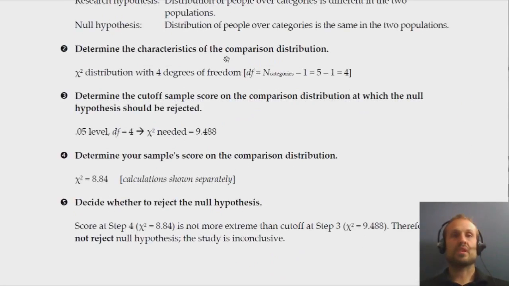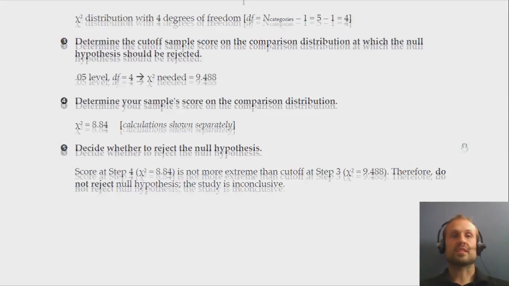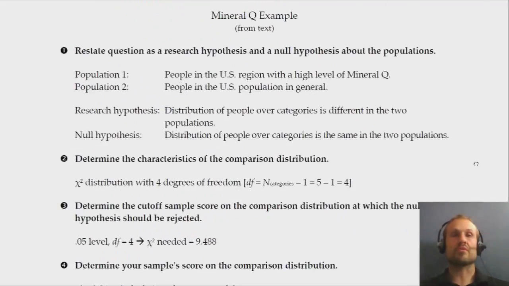I have my degrees of freedom. My comparison distribution is the chi-square distribution. I have a cutoff of 9.488. I only observe an 8.84, so it's not more extreme than the cutoff, and I conclude that it's inconclusive. I can't reject the null hypothesis in favor of the research hypothesis. There isn't a significant difference in people exposed to this mineral Q.